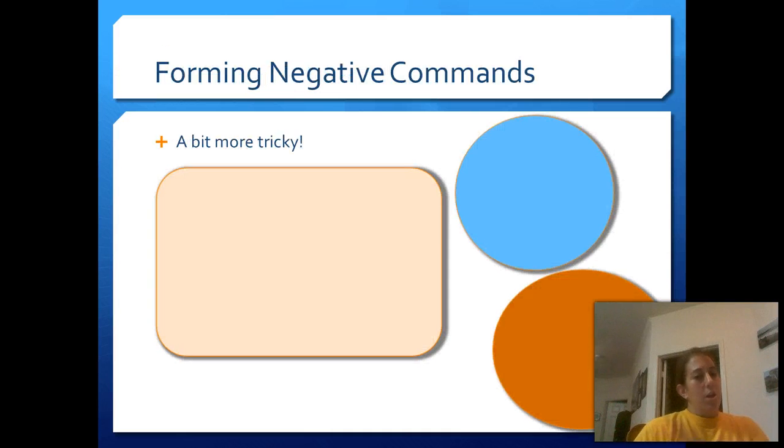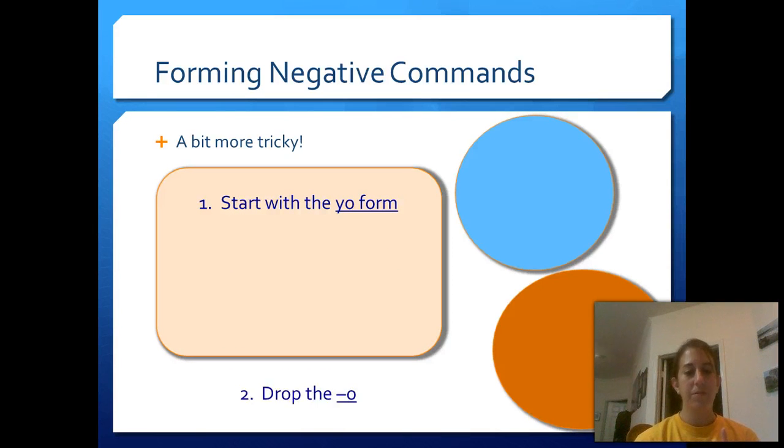All right. Positive commands. Now we're going to change our focus to negative commands. There's a couple more steps to these. All right, so hopefully that review of our present tense irregular yos is going to come in handy right about now because we start with the yo form. Easy enough.